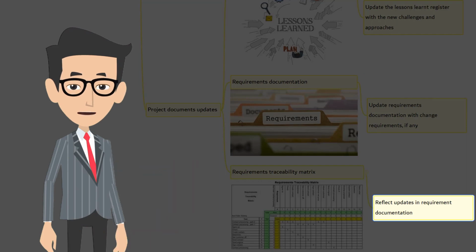All right, that wraps up ITTO. Let's move to the next process. No, not next process, next knowledge area. Because with control scope, we conclude the scope management knowledge area.